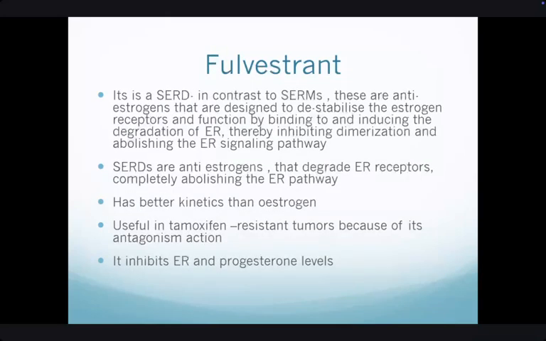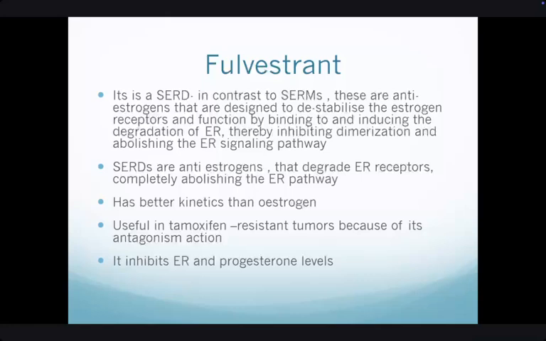Then we have the SERDs. We'll just touch on one particular one. We have five others, which we will not talk about today, but we will talk about fulvestrant, which is also a SERD. In contrast to the SERMs, these are anti-estrogens that are designed to destabilize the estrogen receptors and function by binding to and inducing the degradation of estrogen receptors, thereby inhibiting dimerization and abolishing the estrogen signaling pathway.